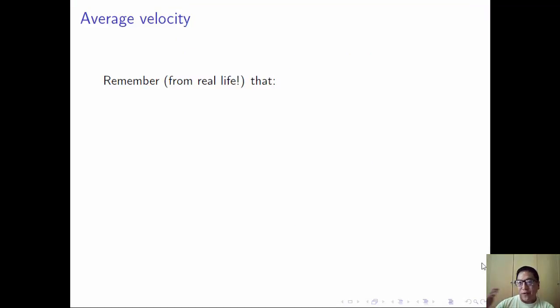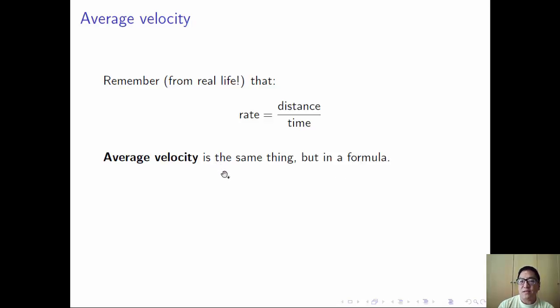So remember from reality, what a concept, that the rate, the speed at which you're going, is equal to your distance traveled over a period of time divided by the amount of time that you took. If you go 120 miles over 2 hours, you're going 60 miles an hour. So average velocity is the same thing, but in a formula.